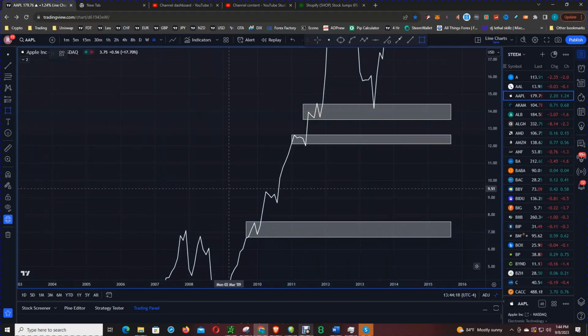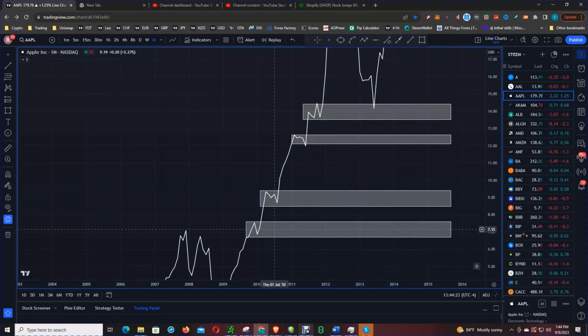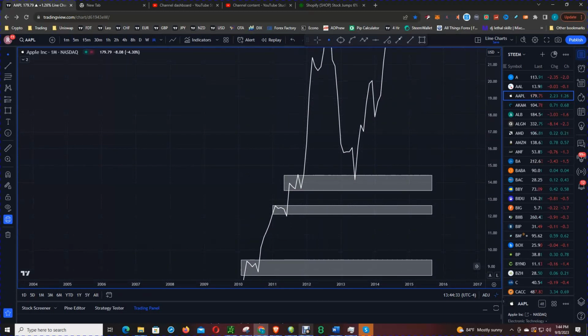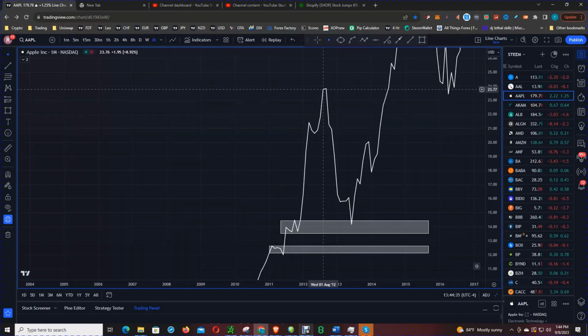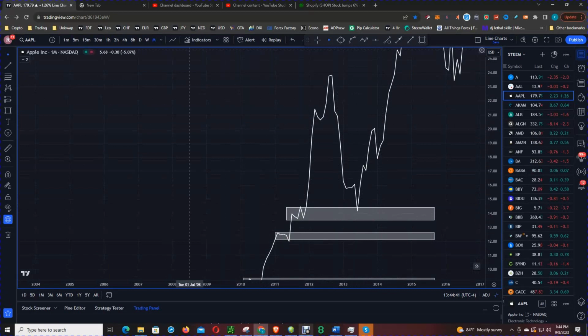These are all continuation patterns. Down here is what's called a flip zone. We'll get into that in later videos. Now, price surged from $14 to $23, came back. Let's see what happens there.